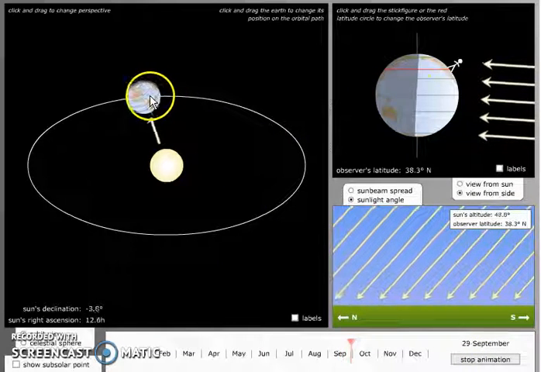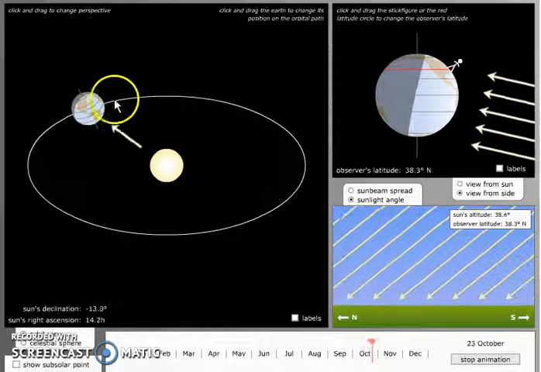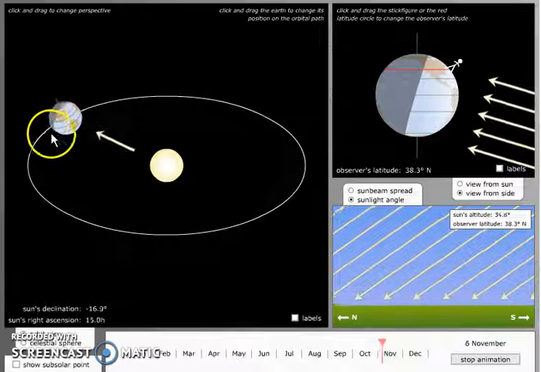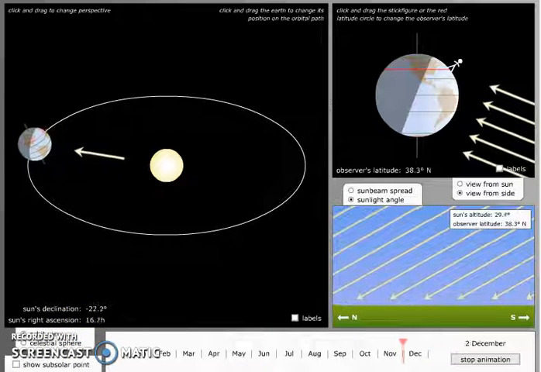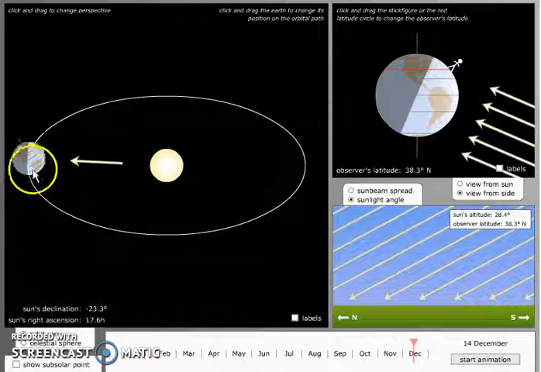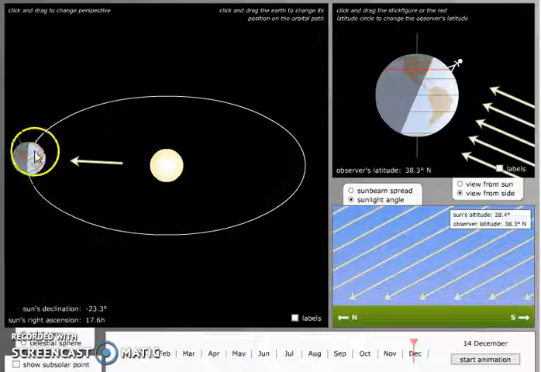Finally, Earth comes back around to where it started. We had September, October, November, until finally we get to December. As we said before, in December, and it's about December 21st, we have our first day of winter. We call this the winter solstice. We can see again that the northern axis is tilted away from the Sun and the southern axis is tilted towards the Sun.